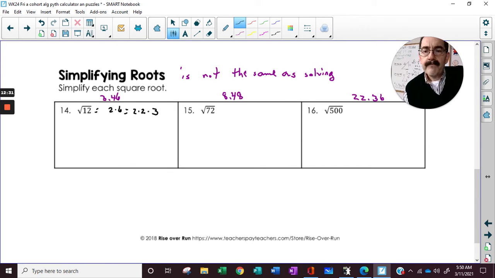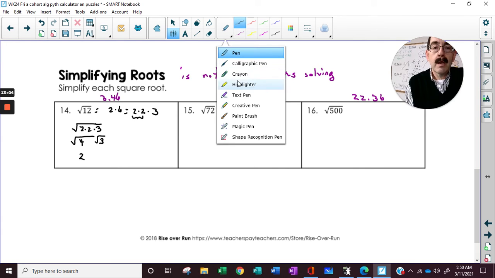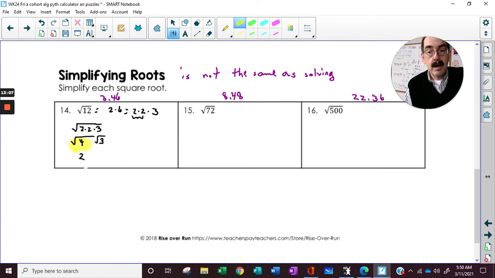Okay, now, you see how we have a 2 times 2? What happens if I write the square root of 2 times 2 times 3? That's the same as the square root of 12. Well, the square root of 2 times 2 is 4, and the square root of 3. What's the square root of 4? 2. Good. Whenever we have a pair, one breaks out, one dies trying. 2 radical 3. Okay?